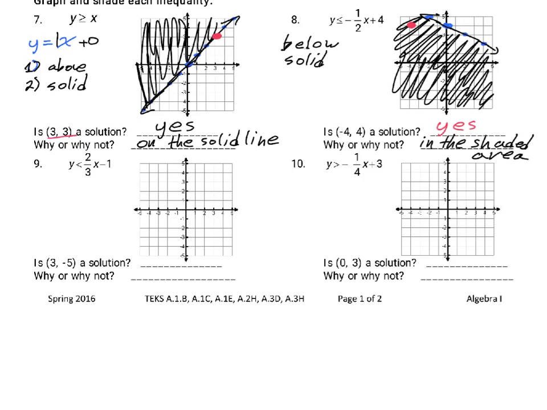Last two here. Well, we have a less than sign, so that means we're going to shade below, and it's going to be dashed. Okay, so taking these points, we'll start at negative 1, the y-intercept. Positive 2/3, up 2, and that'll run off. Down 2/3. Right, dashed line.